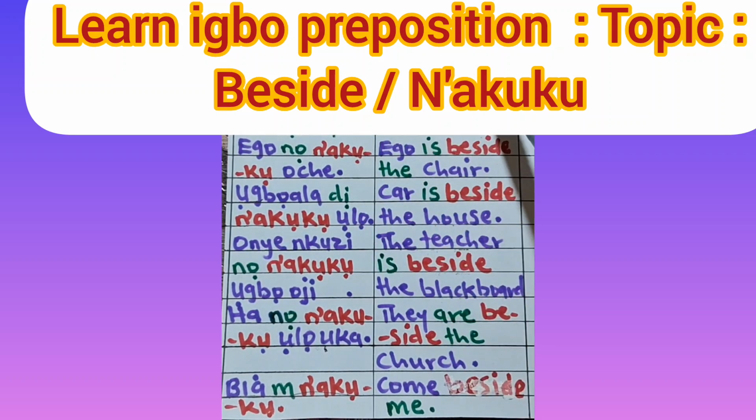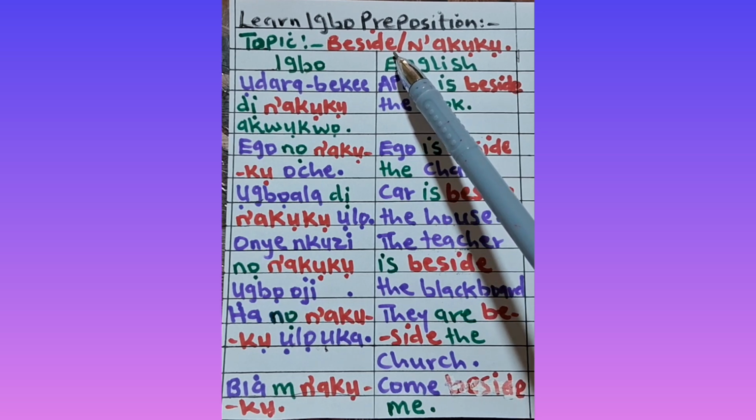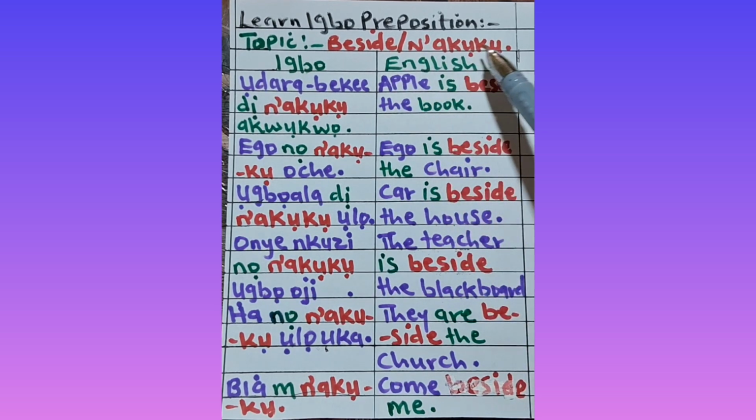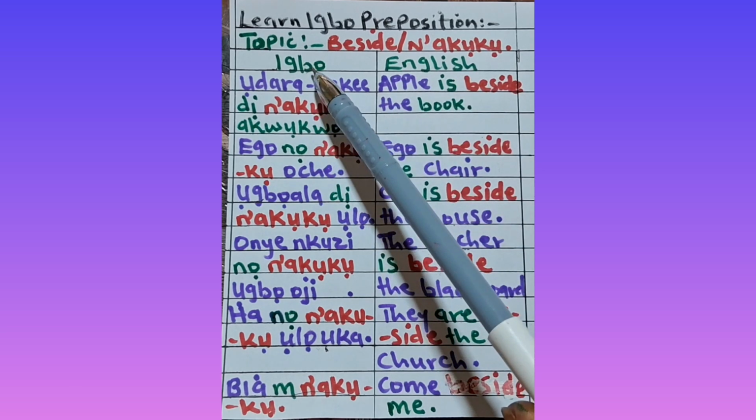Learn Igbo preposition. Topic: beside. In Igbo, beside means n'akụkụ. Beside, n'akụkụ. Let's see them in sentences.